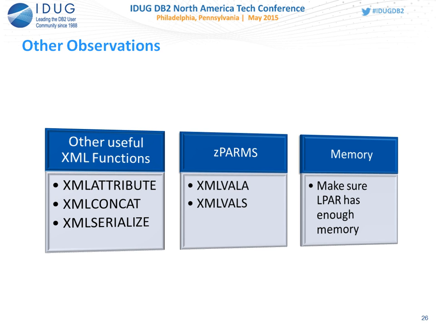Some other useful XML functions. There's XML attribute. You can add an attribute to an XML node. I still don't quite get why people want to do that, but they do. XML concat is another way to concatenate XML together.